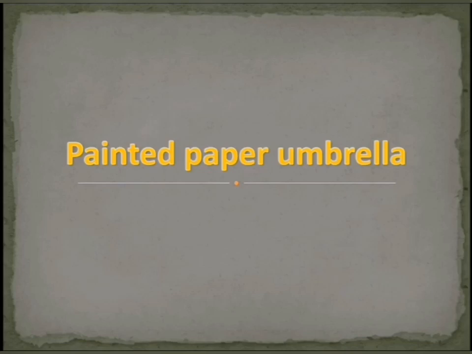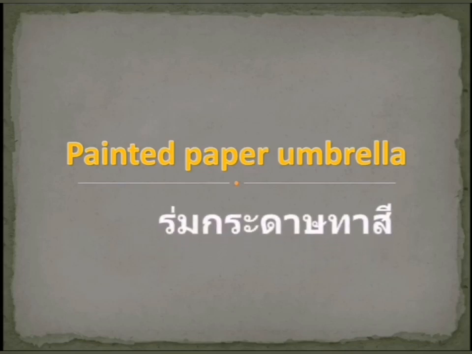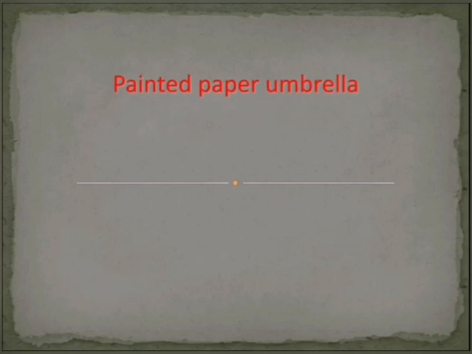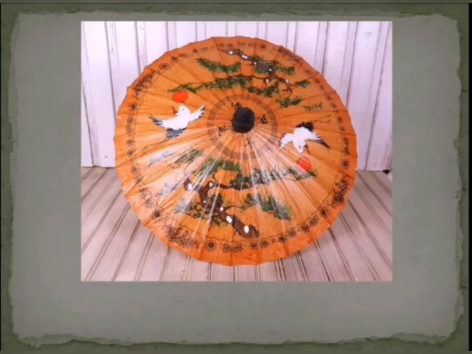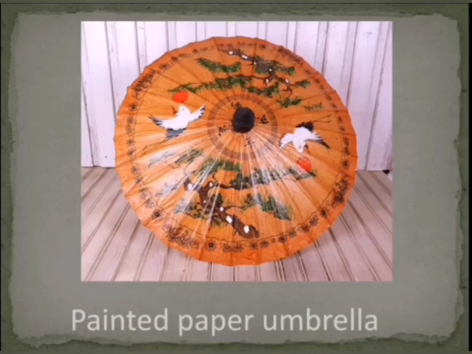Let's read painted paper umbrella. In Thai it means. Now let's define what is a painted paper umbrella. Let's read. A painted paper umbrella is an umbrella made of paper with handmade paintings, commonly used by Japanese and Koreans together with their traditional costume. So this is an example of a painted paper umbrella.